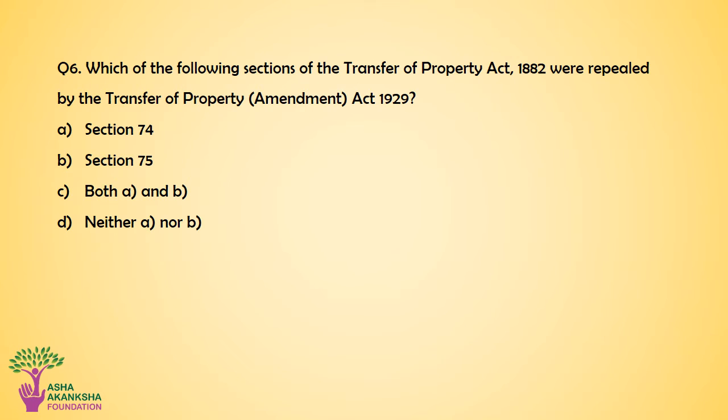Question number 6. Which of the following sections of the Transfer of Property Act 1882 were repealed by the Transfer of Property Amendment Act 1929? Option A, Section 74. Option B, Section 75. Option C, both option A and option B. Or option D, neither option A nor option B. The correct answer for this question is option C, both option A, Section 74 and option B, Section 75.